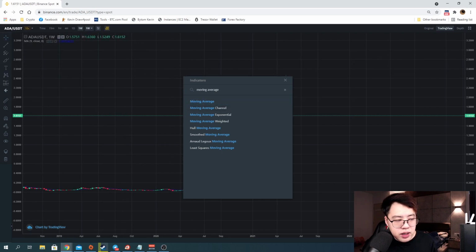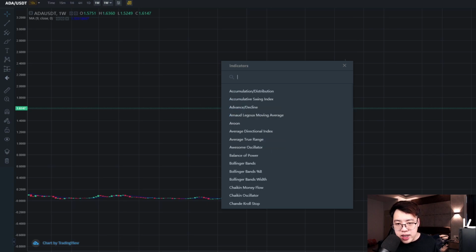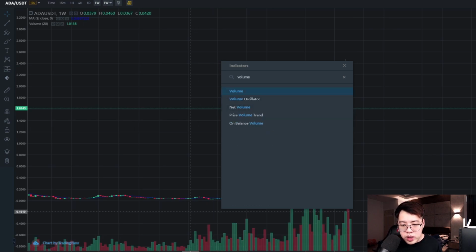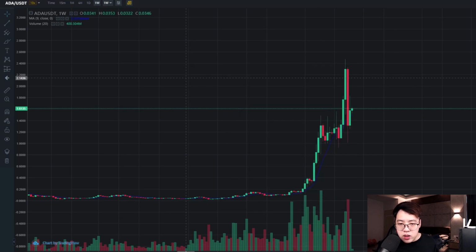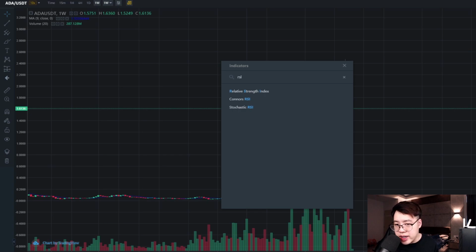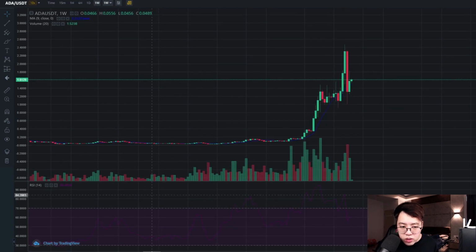Once you have the moving average here, let me zoom in a little bit. Okay, the second thing you need to do is click on the volume. Once you have input the volume, last but not least, you need to input the RSI, which is the relative strength index. Once you have all these three, you can just close it.